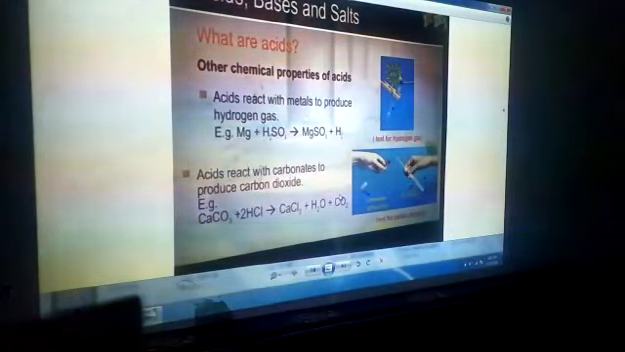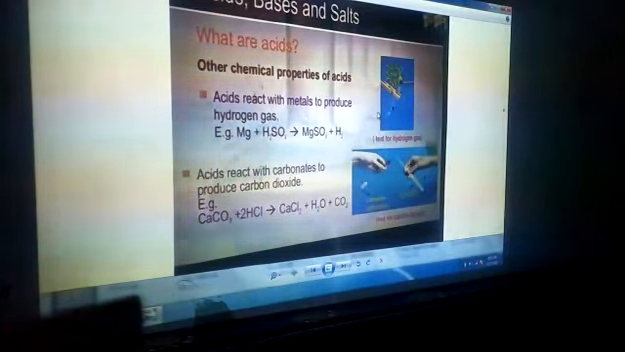Other chemical properties of acids we will learn here with an activity. You are seeing this test tube. In this test tube, an acid, that is H2SO4, is given, and when we put a piece of magnesium or sodium, a pop sound appears, the pop sound of hydrogen gas.